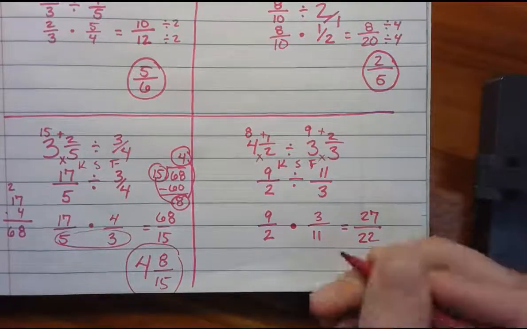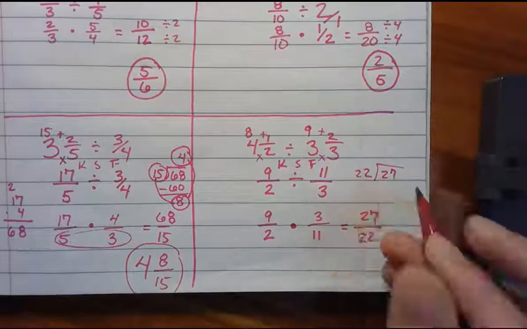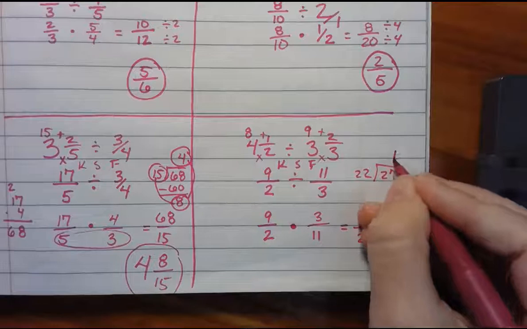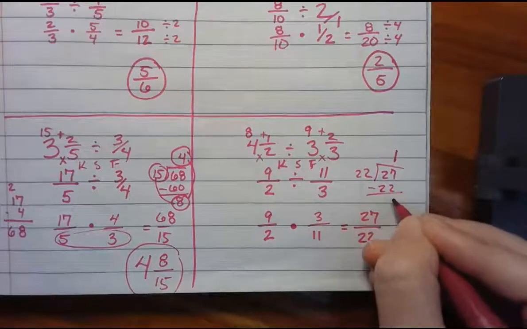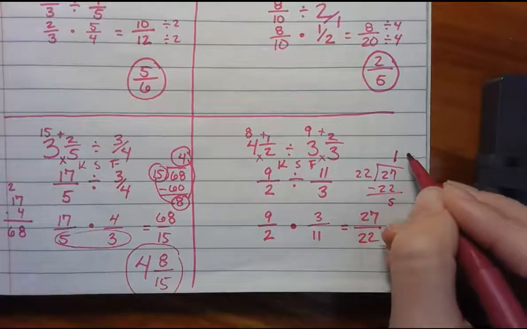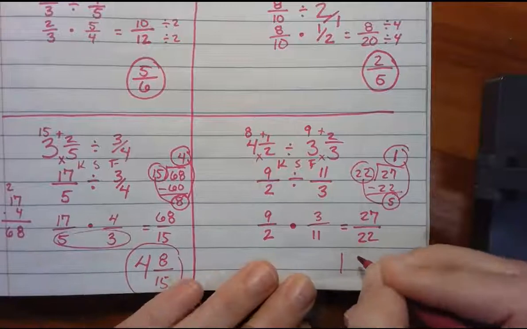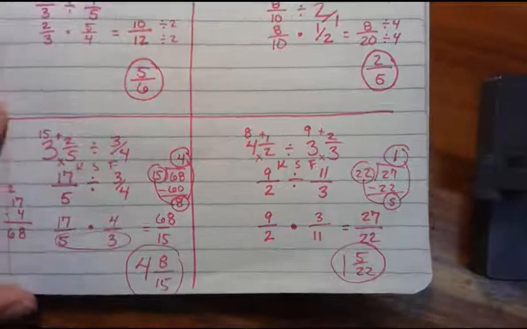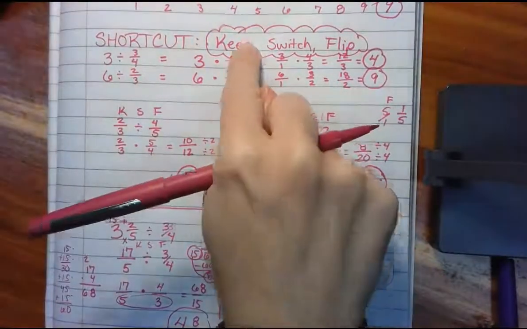That, of course, is top heavy. I'm going to divide 27 by 22. Those are pretty close together, and actually 22 will only go into 27 one whole time, because that's 22, and you only have 5 left over. So my final answer is 1 and 5 22nds.